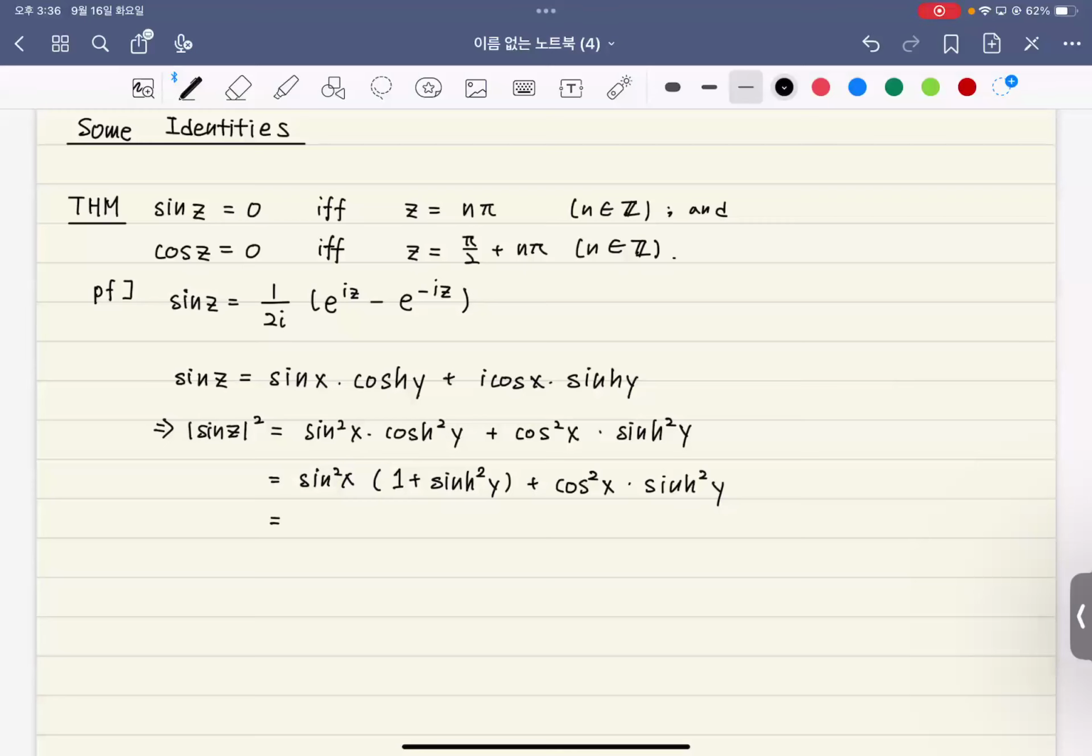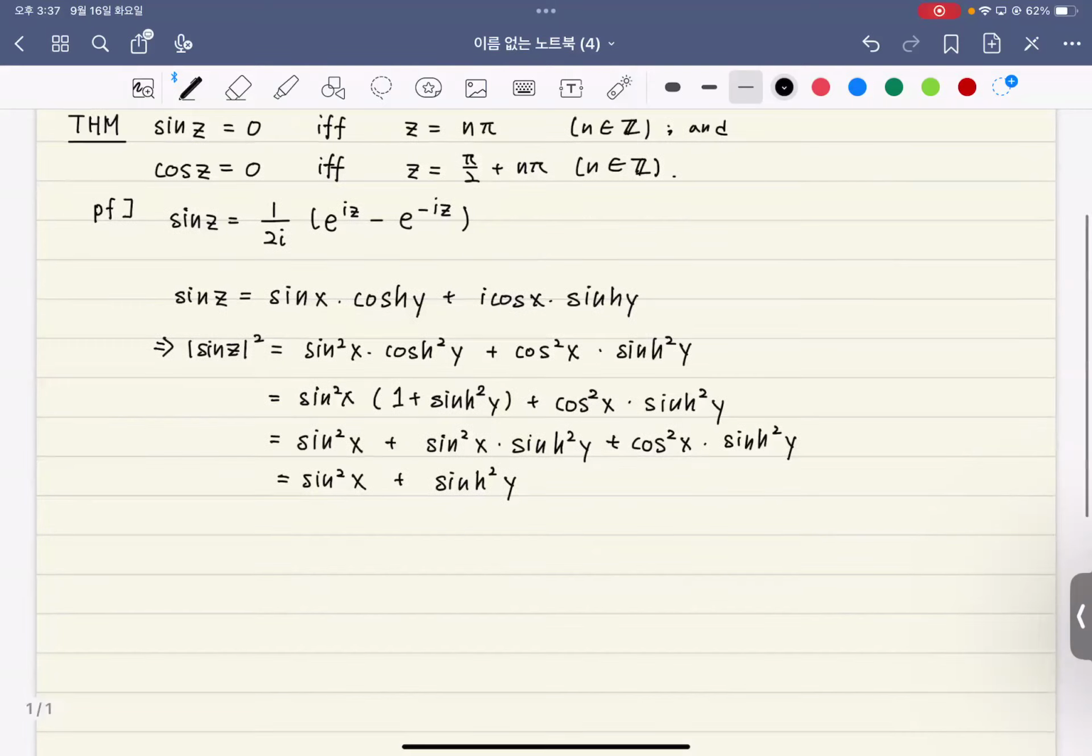All right. So now I have sine squared x plus sine squared x times hyperbolic sine squared y plus cosine squared x times hyperbolic sine squared y. So that is sine x squared plus hyperbolic sine of y squared. Good.